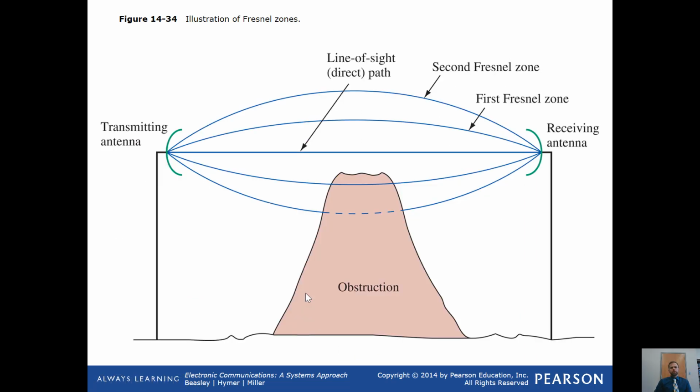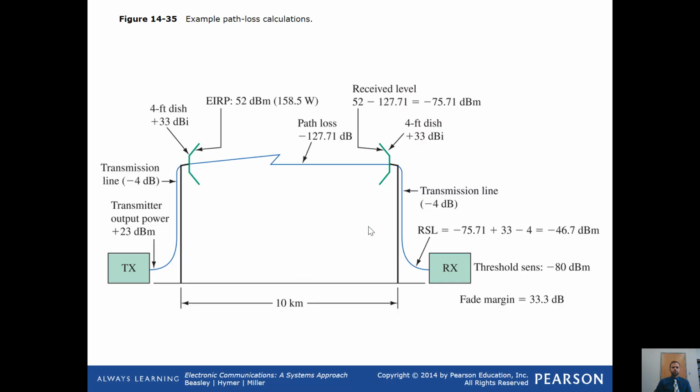Here's something called Fresnel zones. You have your transmitting antenna and your receive antenna. Here's an obstruction. Here's your line of sight between transmit and receive. And these are called Fresnel zones. You have your first Fresnel zone, second Fresnel zone, etc. And you can see this Fresnel zone down here would be hit by the obstruction, like a mountain or something between the transmit and receive.